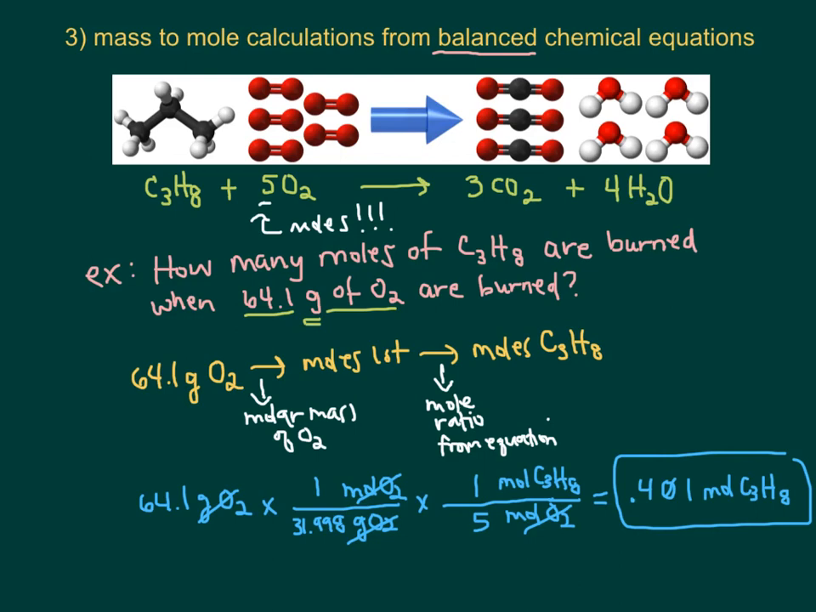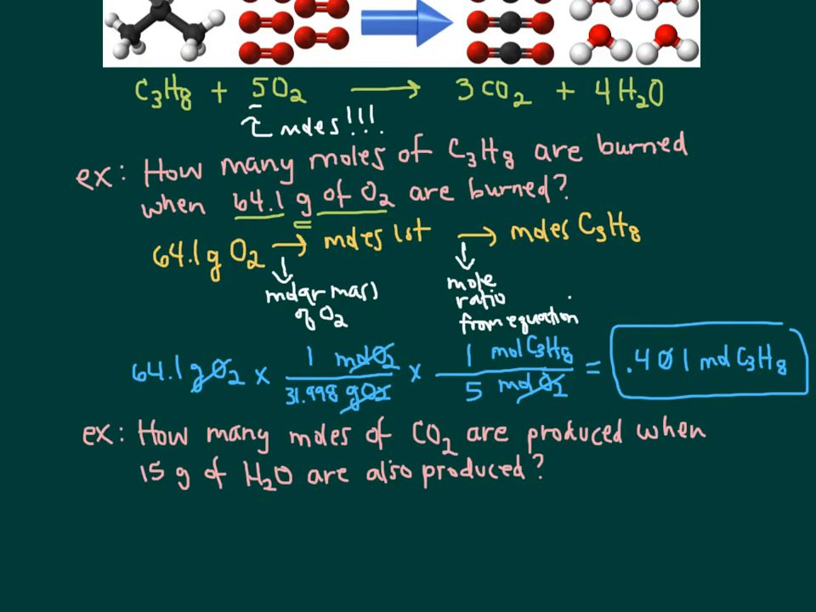So I know this is getting a little lengthy, but we're going to do one more. Actually, you're going to do this one. So how many moles of CO2 are produced when 15 grams of H2O are also produced? So we know that when there are 4 moles of water produced, 3 moles of carbon dioxide are also produced at the same time. So we can use that ratio. The issue is those are moles, remember? And we're given 15 grams of water. So pause the video, work this out. It's very similar to the one we just did, and see what answer you get.